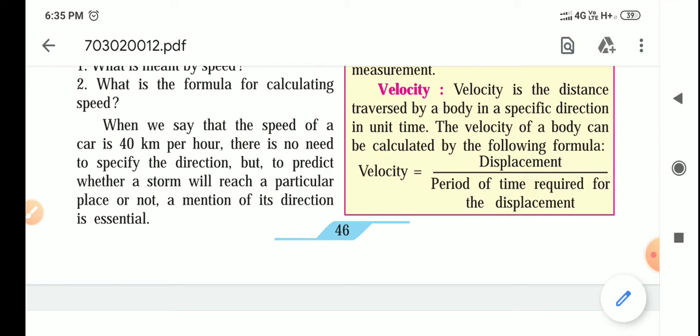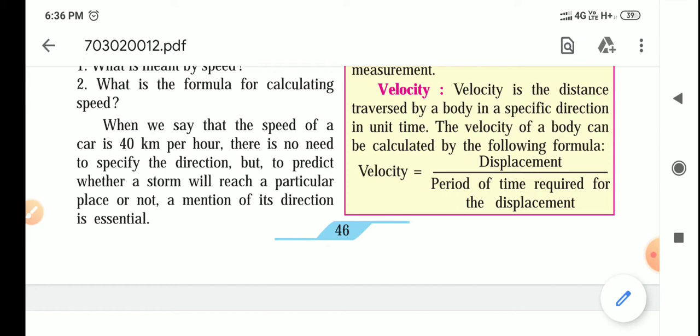So let's see the definition of velocity. Velocity is the distance traversed by a body in a specific direction in unit time. Unit time means what? You can consider per second or per hour, and depending on that you can define the units of velocity. So you can take the units as meter per second or kilometer per hour, like that.